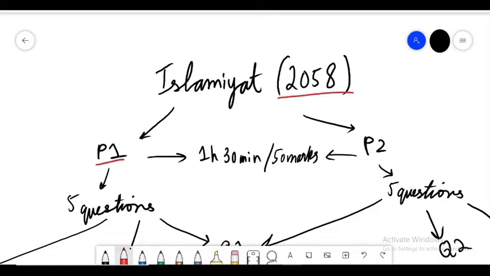There are two papers, paper 1 and paper 2, and you're given 1 hour 30 minutes to solve each of the papers. Both of them carry 50 marks each, so combined they add up to 100 marks.